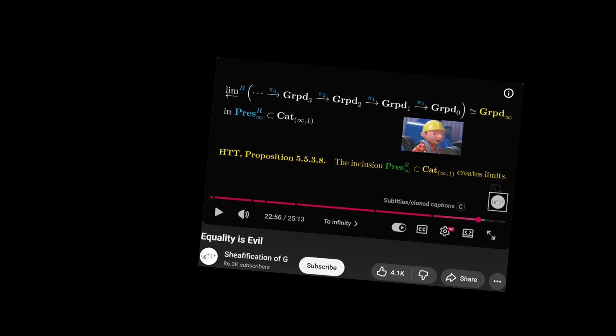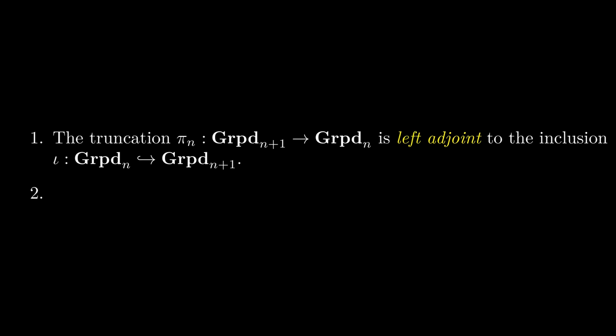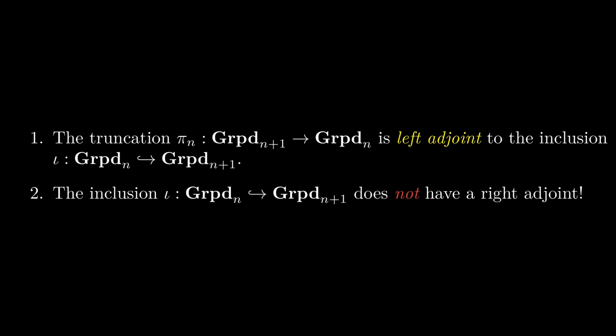Now that we're up to speed, I can finally rectify my statement about adjoints that I made in my equality video. Note that the ultimate construction of infinity groupoids as a limit of projections is still correct in that video, but the justification requires swapping lefts and rights to be correct. Now, back to the problem at hand, there are two correct things I want to say. First of all, the truncation map from n+1 groupoids to n groupoids is left adjoint to the inclusion. Secondly, this inclusion from n groupoids to n+1 groupoids doesn't admit a right adjoint at all.